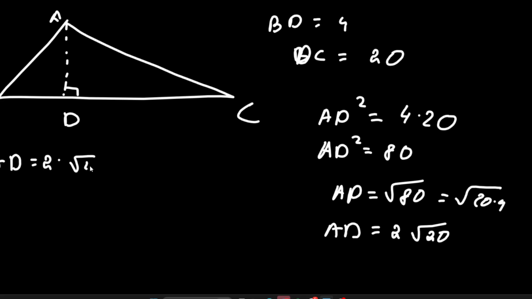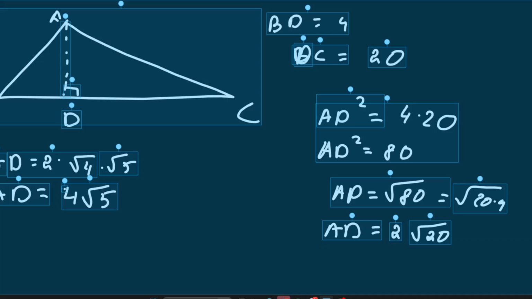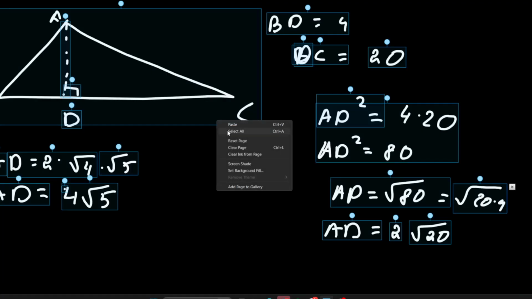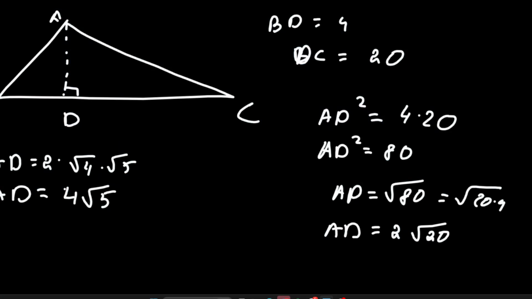And 4 times 5 is, no, the square root of 4 is 2, so you'd have 2 times 2 times square root of 5. And the answer is 4 square root of 5, right? Yep. Okay.